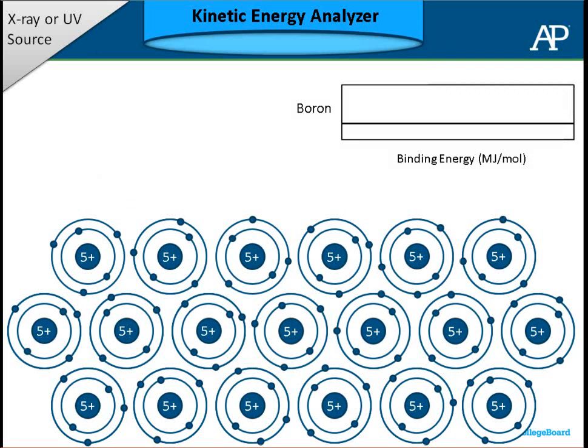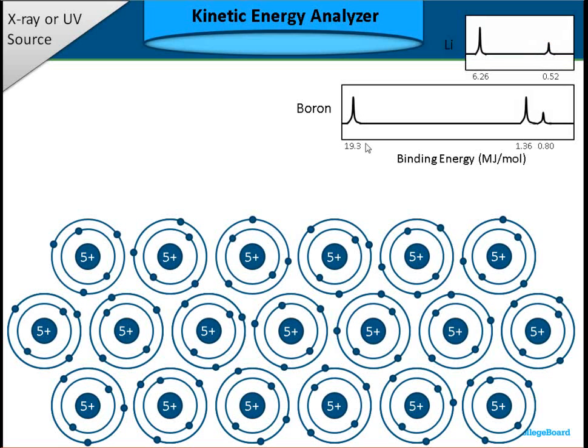Okay, so let's say we have a boron atom. We can do the same thing. We can look at the core electrons, we form a peak, right, and collect enough data, and then we can compare borons to lithiums. And when we do that, we see a different energy profile. The hardest to remove electrons, this is megajoules, is much greater for boron than it is for lithium.